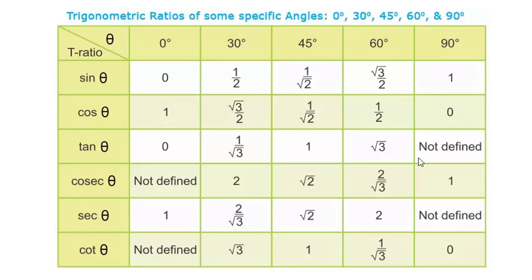For tan 0 we have 0, tan 30 degree is 1 upon root 3, tan 45 degree is 1, tan 60 degree is root 3 and tan 90 degree is not defined.